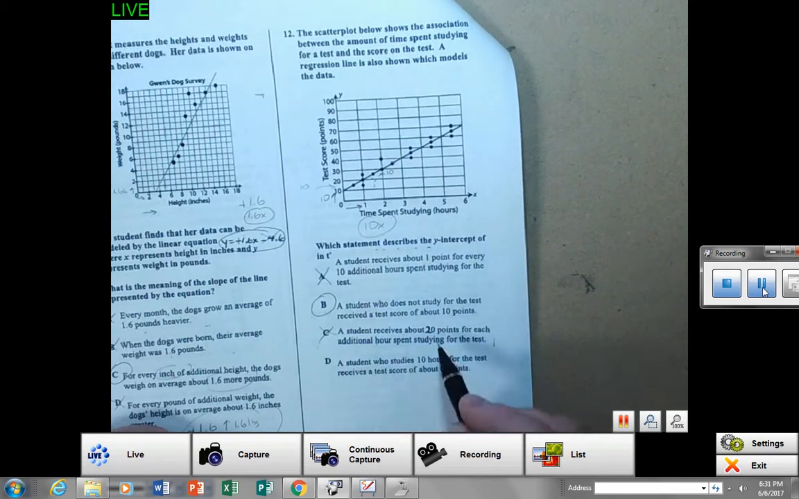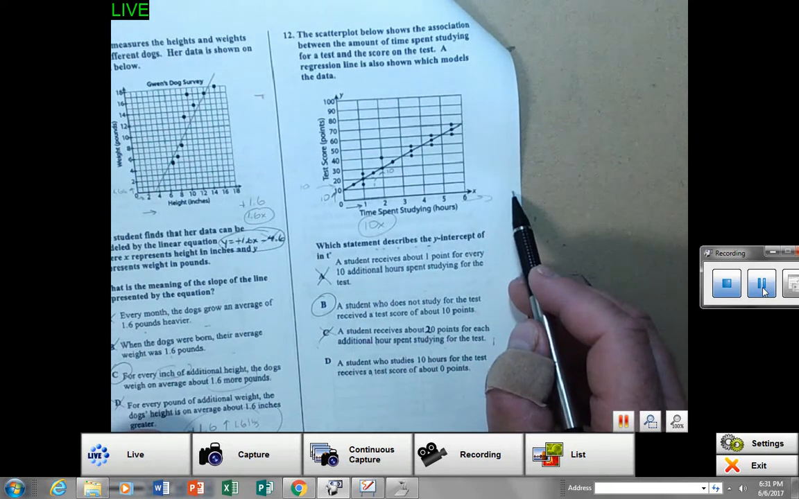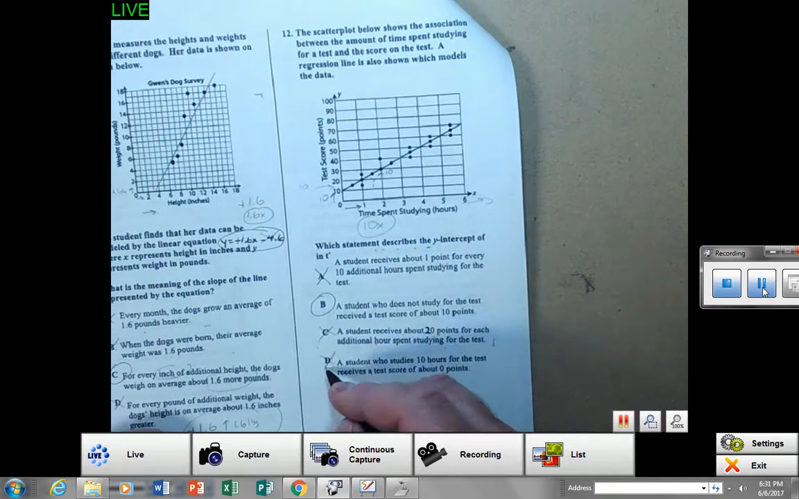That says 20. This one, a student who studies 10 hours for the test, way over here, it's going to have a way higher score than a 0. So that one's not true. All right, next problem.